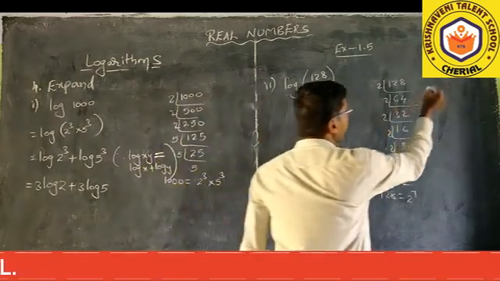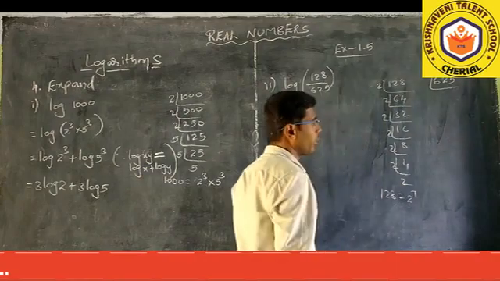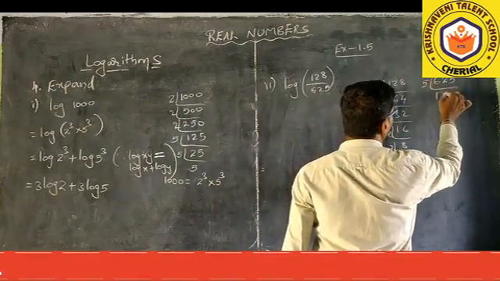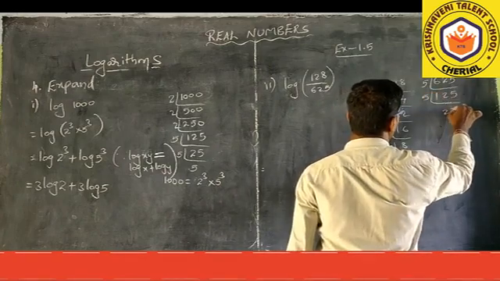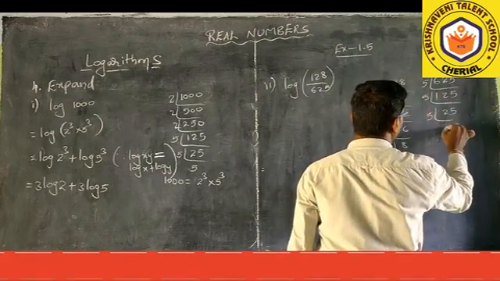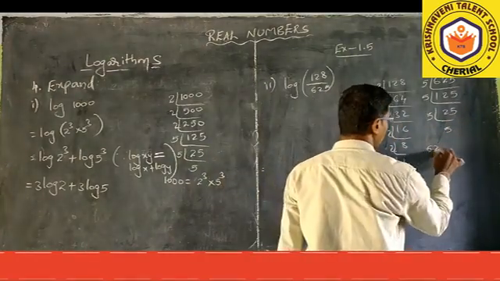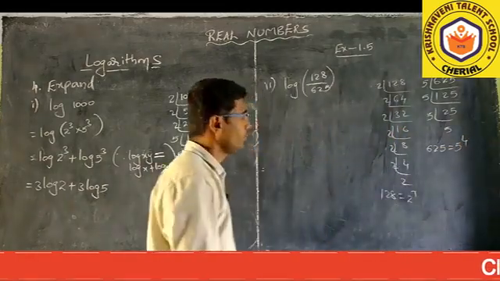Next, 625. In the same way, express 625 as a product of prime numbers. If you express it, 5 125, 5 25, 5 5. So 625, how much do we get? 625 you can write as 5 to the power of 4. Okay.